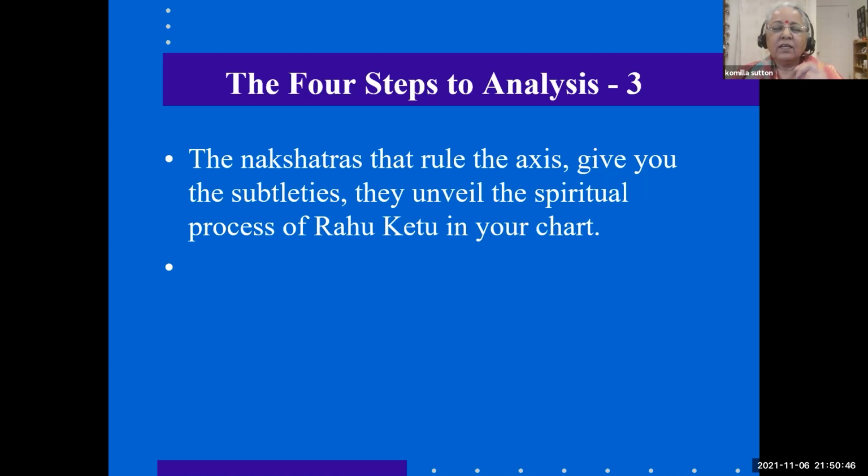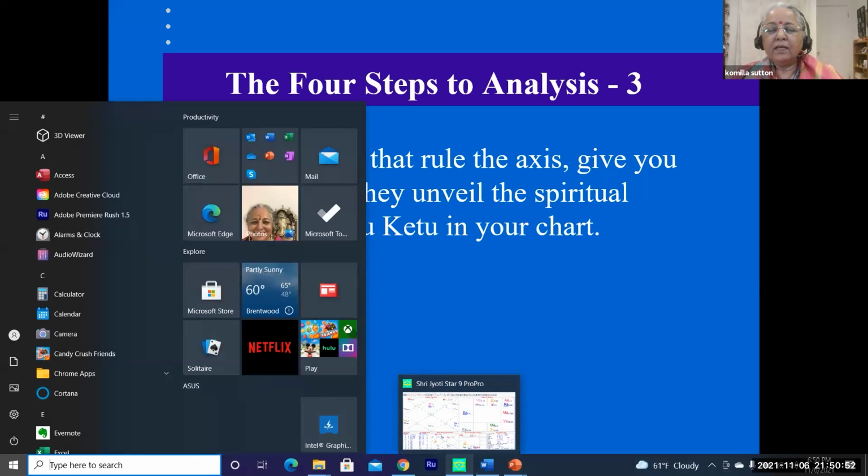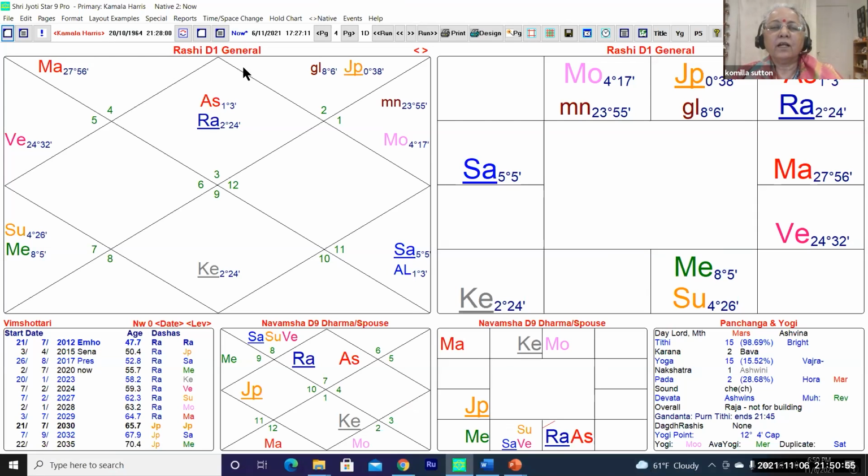You see, in each case, the thinking behind Rahu Ketu is very important as well. And here in Kamala Harris's chart, I just wanted to say also Rahu is in Gemini, which is his Mool Trikona sign. So Rahu has got quite a lot of power here. And Ketu is in Sagittarius, which is also good for Ketu. So they are very powerful here.